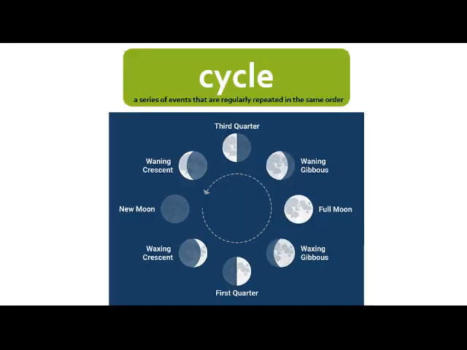Cycle means a series of events that are regularly repeated in the same order. So to repeat means to do it again, right? This is a picture of the moon cycle. So what part of the moon we can see based on the sun shining on it changes, and it keeps repeating that same cycle. So you might see a full moon, it'll get bigger or smaller, and then the new moon, you can hardly see it at all, and the same thing, it gets bigger or smaller all over again. So this cycle just repeats over and over, and the order does not change, it stays the same.